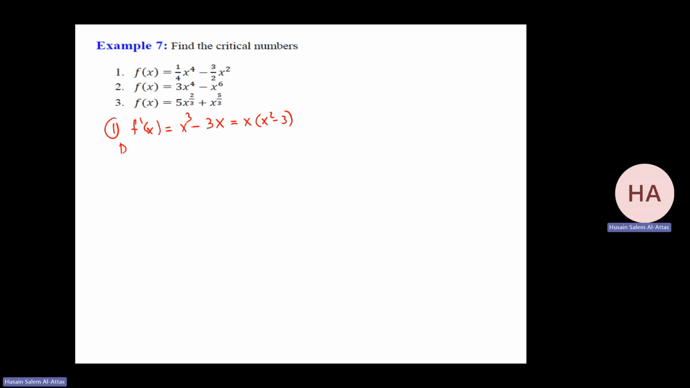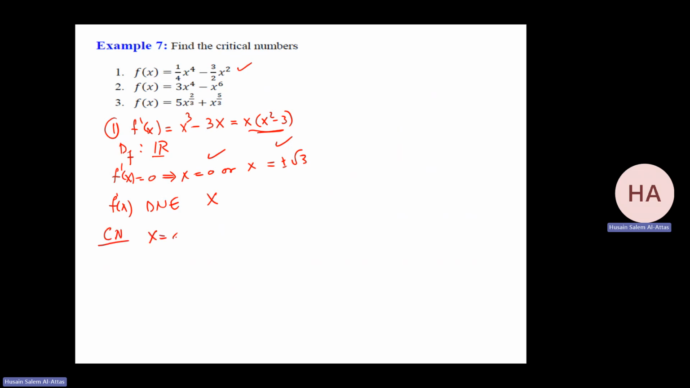Okay, what's the domain of f? The domain of f is all real numbers. This is defined everywhere. Now, f prime equals 0. I'm getting x equals 0 or x equals plus or minus the square root of 3. Are they in the domain of f? Yes, the domain of f is all real numbers. Now, I check where f prime does not exist. Nothing, because f prime always exists. So we have nothing here. So what are the critical numbers? x equals 0, x equals square root of 3, x equals minus the square root of 3.